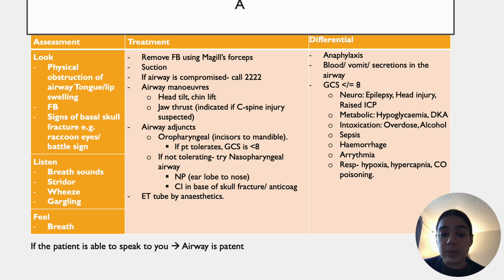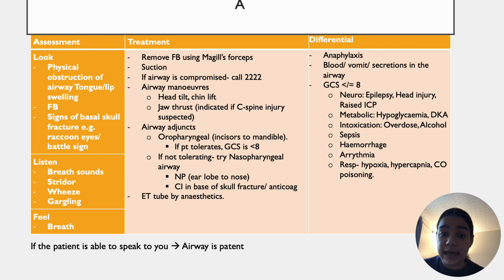So for the assessment portion, you'd use the look, listen and feel. So you look to see if there's any physical obstruction of the airway, any tongue or lip swelling, any foreign bodies. You could listen for breath sounds, any stridor, any wheeze, any gurgling, and feel for breath. You want to treat things if you see that there's an issue. For example, if there's a foreign body, you can remove it using Magill's forceps. You want to suction, but only suction as far as you can see.